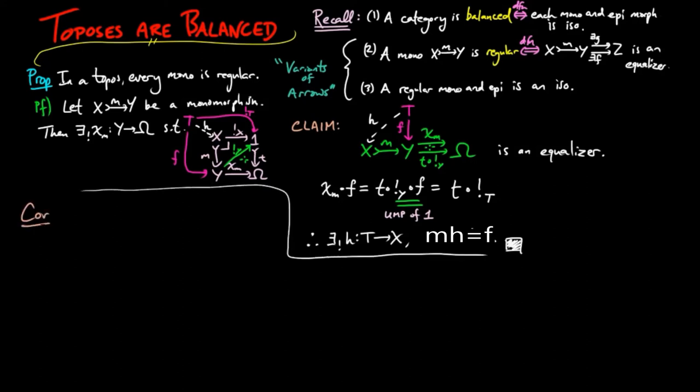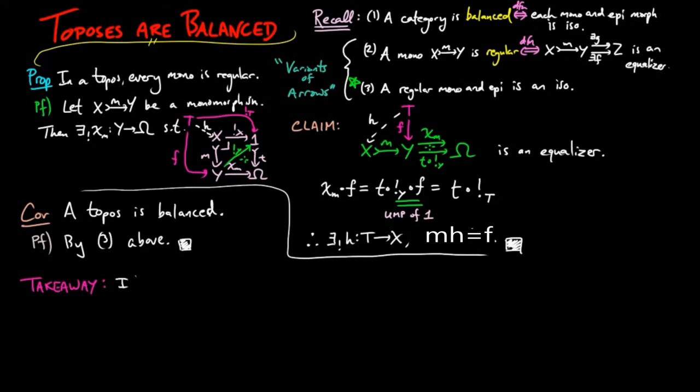Then, as a corollary, we have a topos is balanced. This follows from 3 above. The takeaway is that if a category is not balanced, it is not a topos.